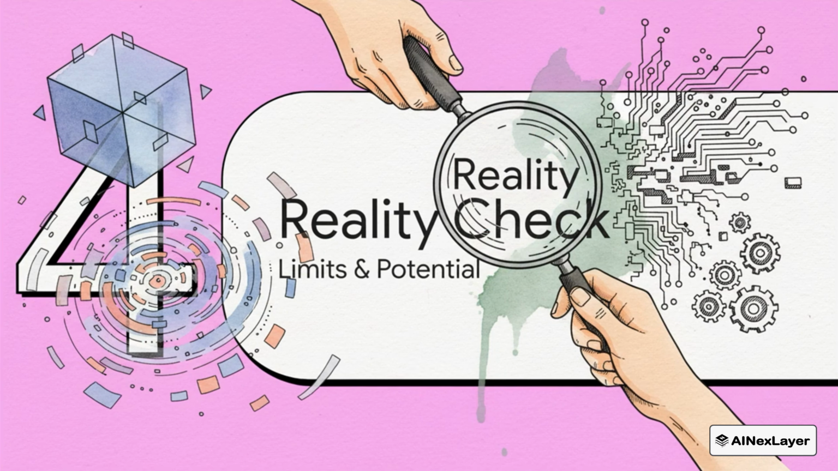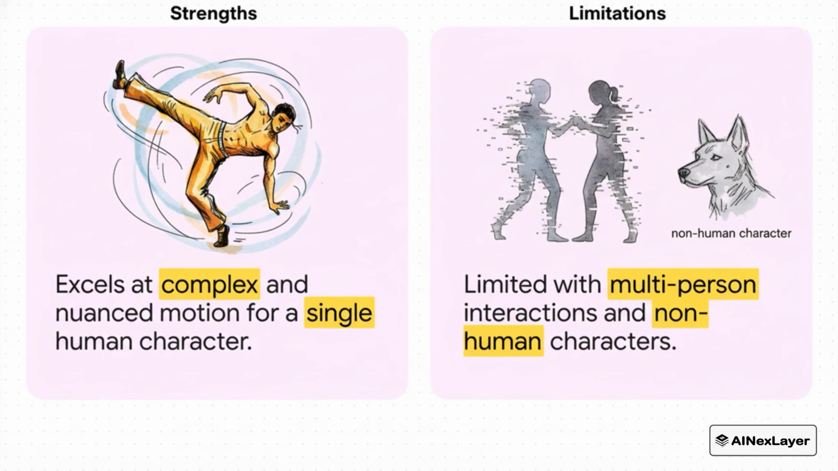Of course, no technology is perfect, so for a balanced view, it's really important to understand not just its amazing capabilities, but also where its current limits are. So the model's strengths and weaknesses are pretty clear. It absolutely excels at complex, nuanced motion for a single human character. But right now, it's a bit limited when it comes to multi-person interactions and non-human characters. So for now, you can think of it as a specialist, but a remarkably capable one at that.